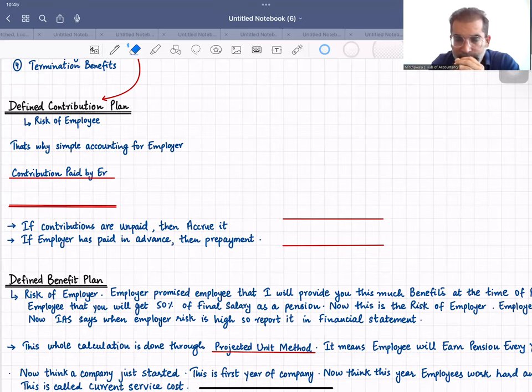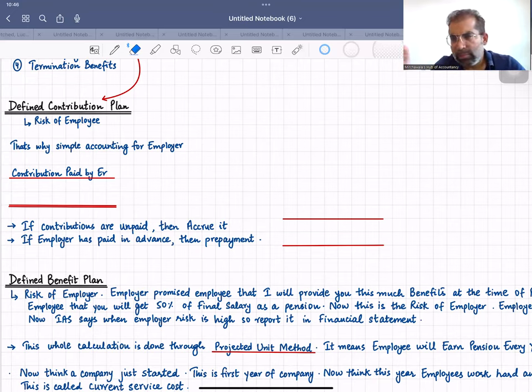So what is a defined contribution plan? Let me give you one example. Listen to the story and then you can easily understand it. Let us say I am an employer. Today, one employee comes to me for an interview. I did the interview and decided his salary and all. Finally, he asked me about the pension. He asked me, sir, what about the pension?